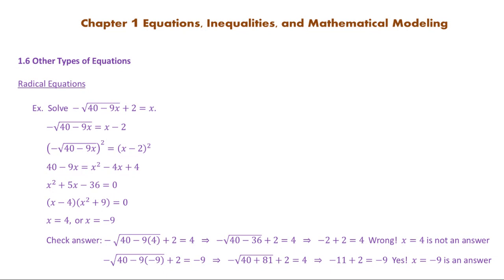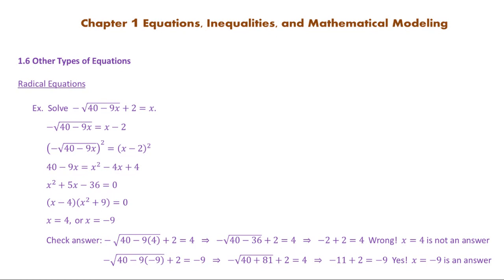Then we check the other solution, -9. Plug in negative 9 in the original problem, so we get negative square root of 40 minus 9 times -9 plus 2 equal to -9. 9 times -9 is -81, but you get another negative sign in the front, so it becomes plus 81. So 40 plus 81 is 121. If you take the square root of 121, you get 11. So the equation becomes -11 plus 2 equal to -9. That is right. So x equal to -9 is a solution. It checks. So we're only going to get one solution, -9, for the equation.